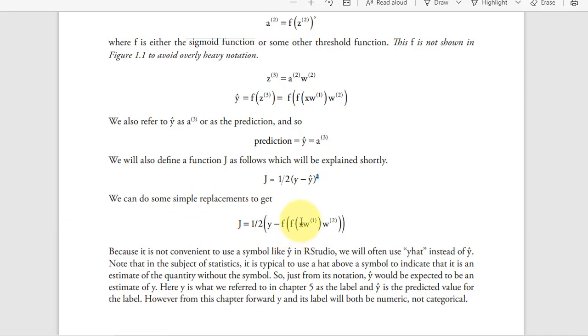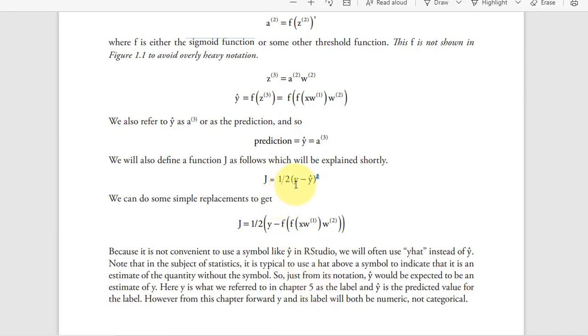And so we have now our formula for the error here, and we call it J. Now, some books call it J, other books call it the error, and other books call it the loss function. But anyway, we're just going to call it J for now.